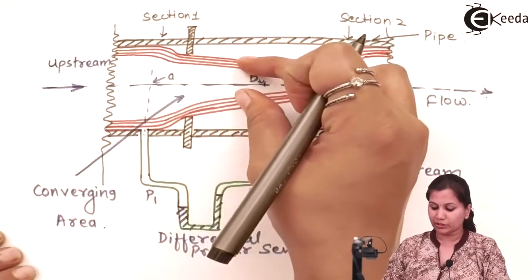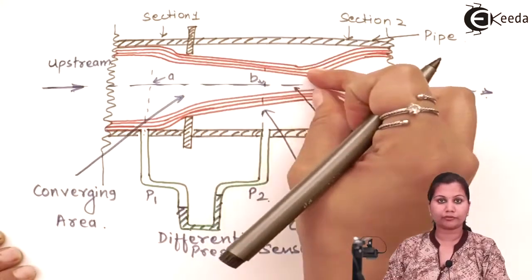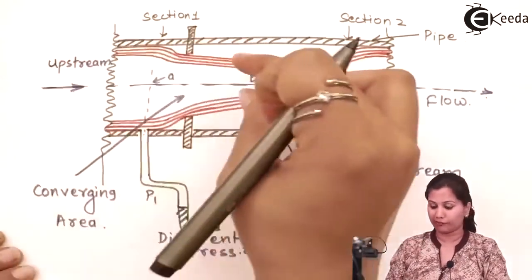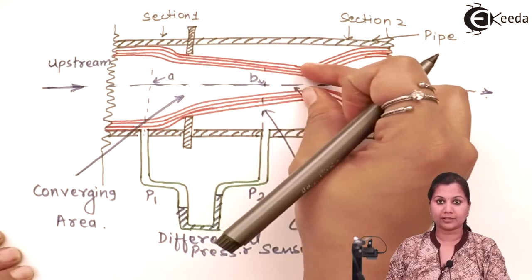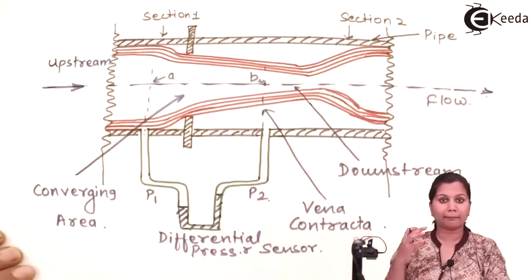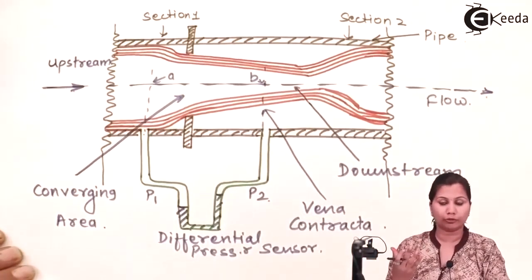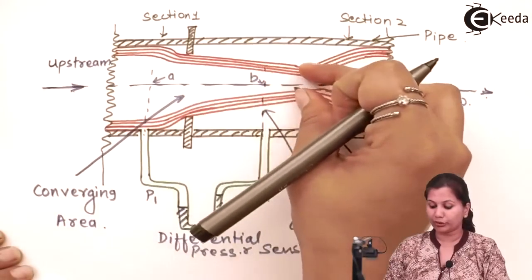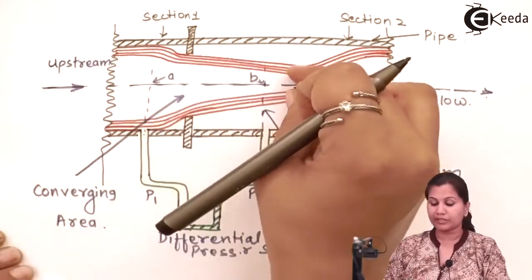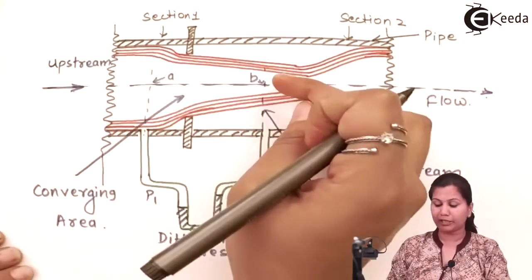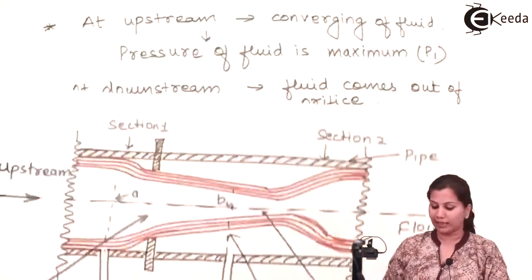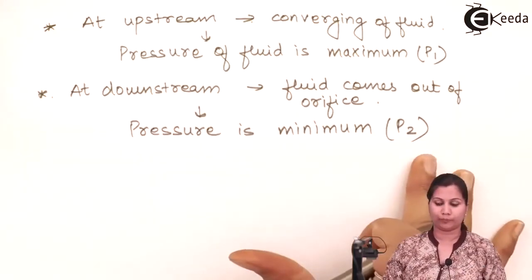Now when the constriction or the bore diameter of the orifice plate is reducing, it is providing maximum restriction to the fluid, because now the fluid is flowing through a very small part, so its velocity will be increased but pressure will be minimum. So at that time the pressure is P2.